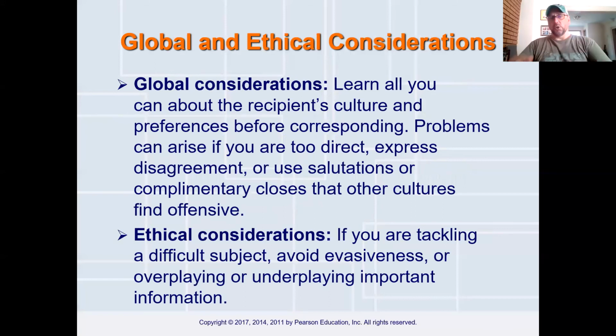Global considerations: you need to learn all you can about a recipient's culture and preferences before you correspond. What is going to be culturally exclusive and inclusive? You're not going to pick up everything they lay down, and you need to be as clear as you possibly can when you're throwing things at them. See how I did that just now?